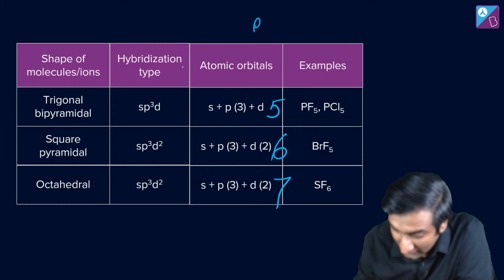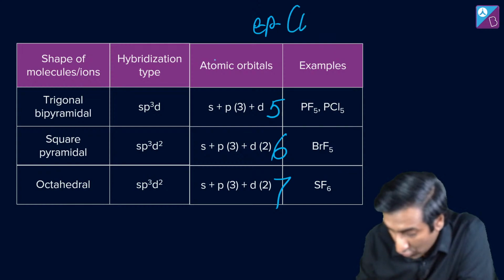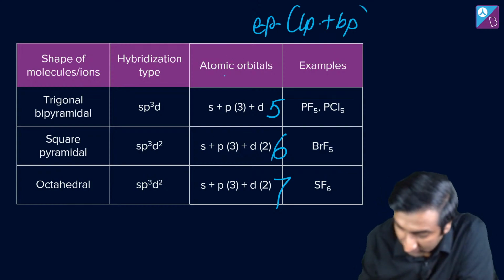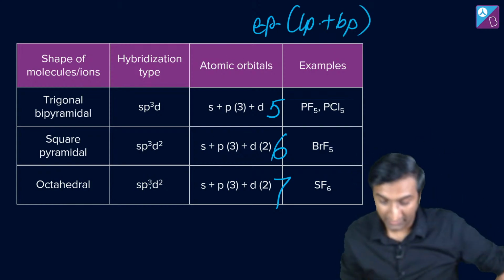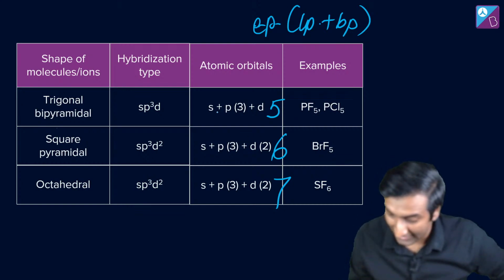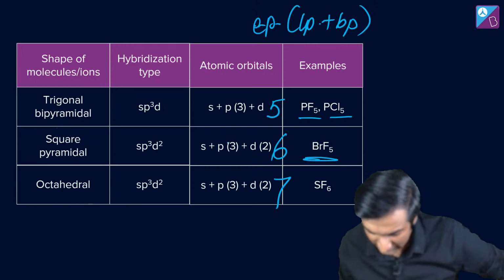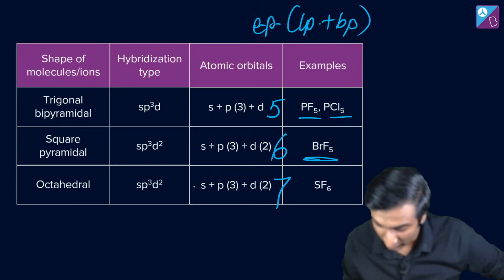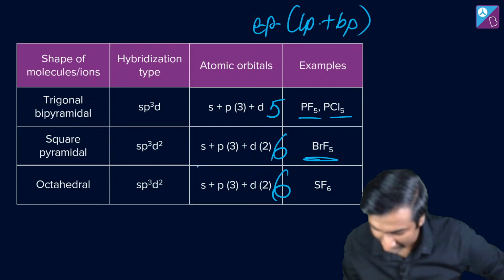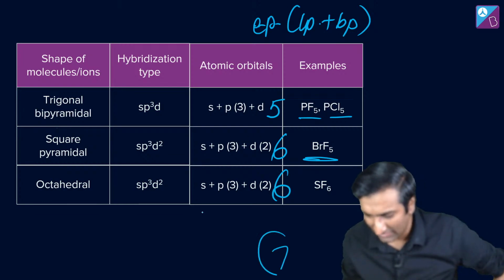What 5, 6 and 7? Electron pairs. Lone pair plus bond pair. We started VSEPR theory. Trigonal bipyramidal, like PCl5, PF5, BrF5. Actually, this is an exception to the rule. This one is not 7, this one is also 6. I think I removed the 7 one. The 7 one we will do later.